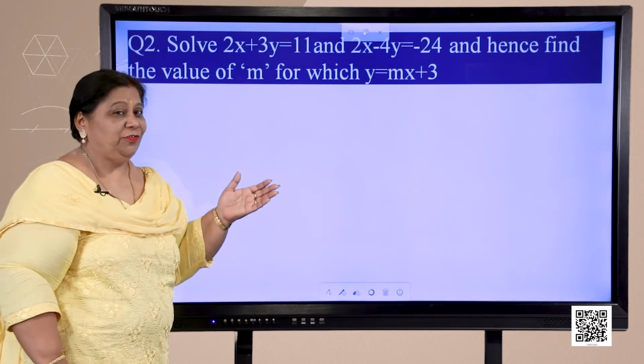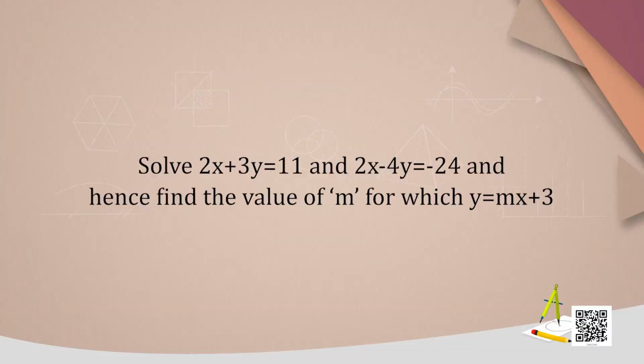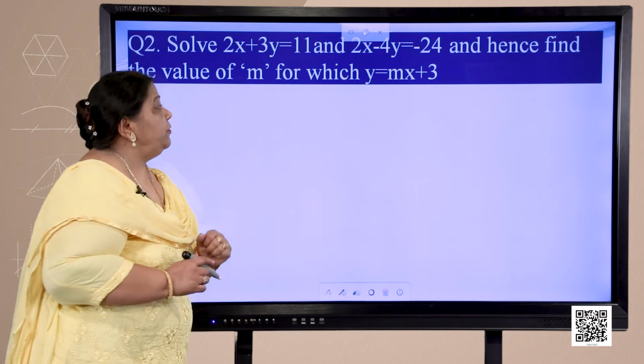Yes, this question is very important and very interesting. It says 2x + 3y is equal to 11 and 2x − 4y is equal to −24. In this we have to solve for x and y, and hence we have to find out the value of m also after calculating the value of x and y, for which y is equal to mx + 3. Let us see how we will do this.